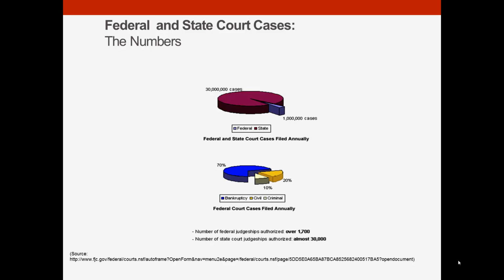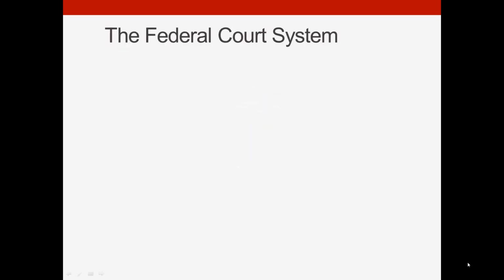The lower pie chart shows the vast majority of federal court cases are bankruptcy filings. 30% of the filings are civil or criminal cases. Of that 30%, 20 are civil and 10 are criminal. The federal court system has 3 tiers.